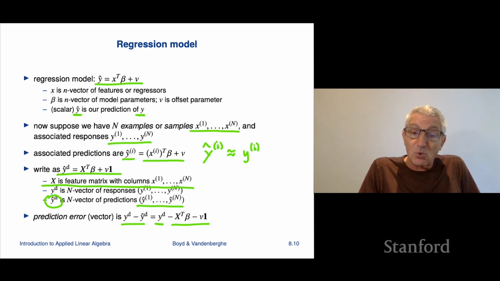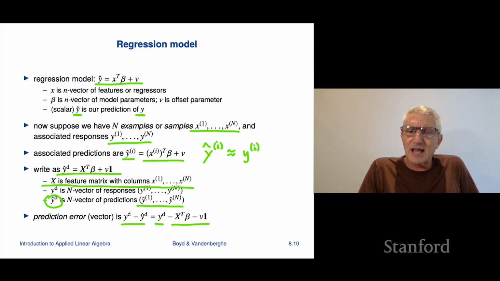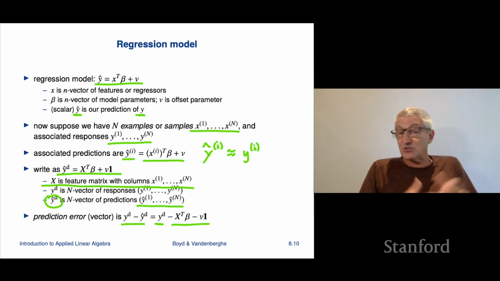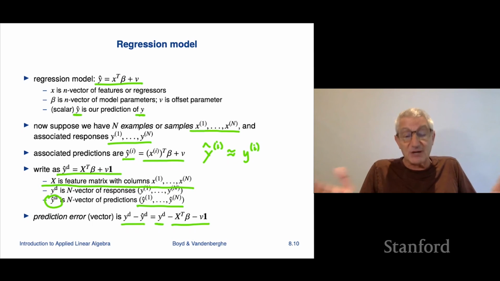We're going to see a whole lot more about that later in the class. So far, we haven't told you how to find beta or v. We'll see that later in the class. It's a very important thing. But for now, we can certainly interpret and look at a regression model before you know how to fit one. Fitting one is going to come later.